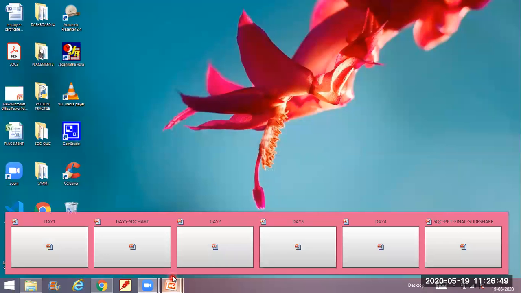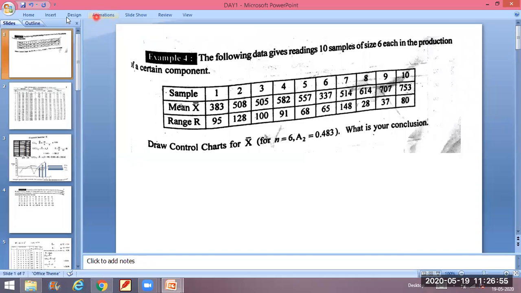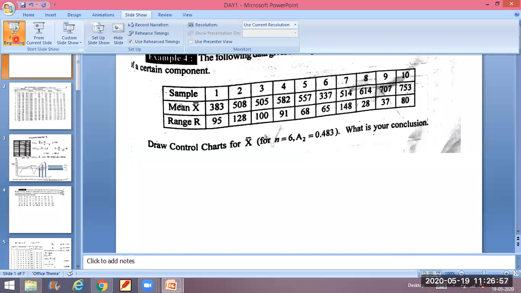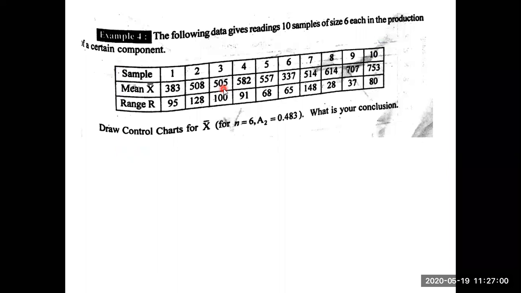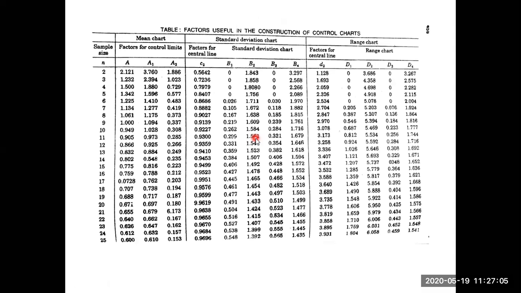Now we will go to day 1. That means day 1 first, how we did the problem. Somewhat speedily I will go through this one because we already did this. This is the control tables, A1, A2, A3, and so on. Here is the sample size. Suppose for sample size 7, what is the D1 value? D1 value for this sample size is 0.205. Okay. 3 decimals are there, therefore 0.205.